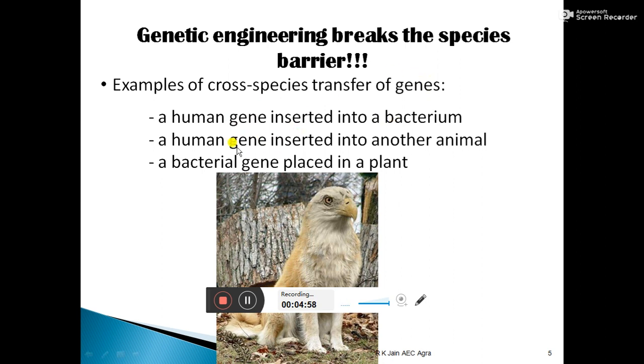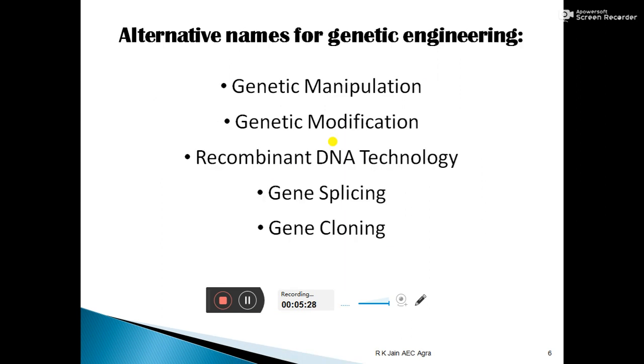We can also insert a human gene into a different animal, or we can insert a bacterial gene in a plant. What we did in the case of Bt brinjal and Bt cotton: in Bt cotton, we insert the gene from the bacterium Bacillus thuringiensis into the cotton. So by using genetic engineering we can do everything which is not possible in nature.